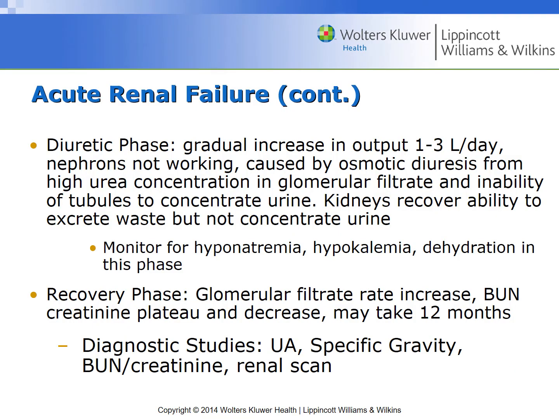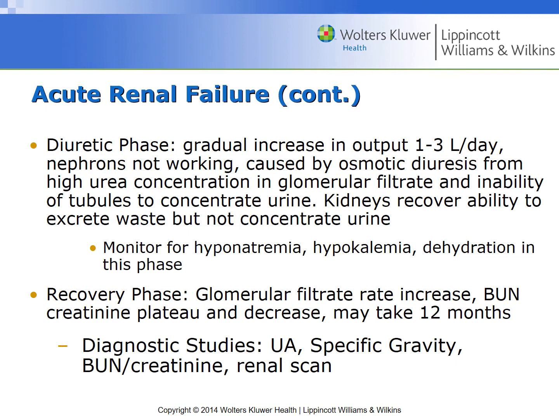Now let's go to the next phase, and that is our diuretic phase. So we start seeing a gradual increase in that output, and usually we're looking at that. We call this phase when they get to greater than 500 mLs per day, and they can have as much as 1 to 3 liters per day, but the issue here is that it's not concentrated. And the nephrons aren't working if it's not concentrated.